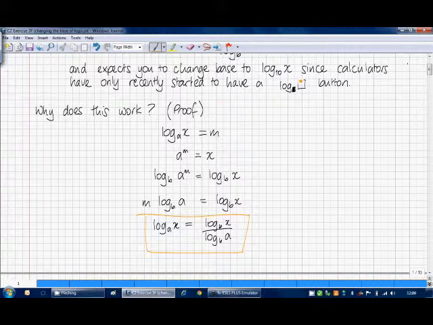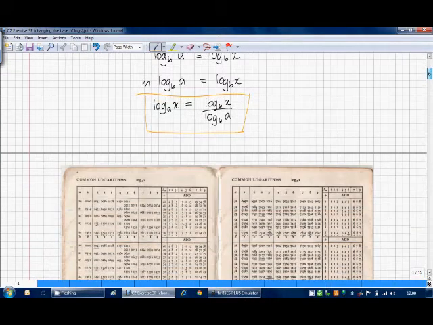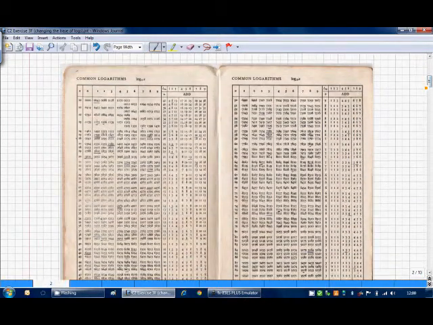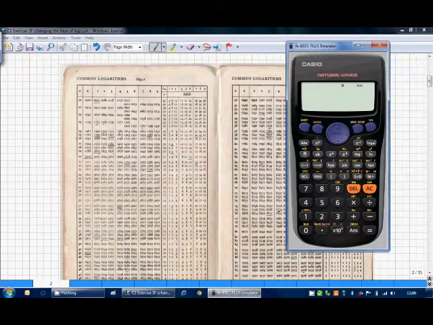Until fairly recently, we would have to change to log base 10 or log base e to do any calculations, because calculators didn't have a log base one thing of another button. Nowadays they do, but in the old days we'd have big tables of logs, and here's one which has got a table of logs base 10. Modern calculators do allow us to use log base one thing of another.